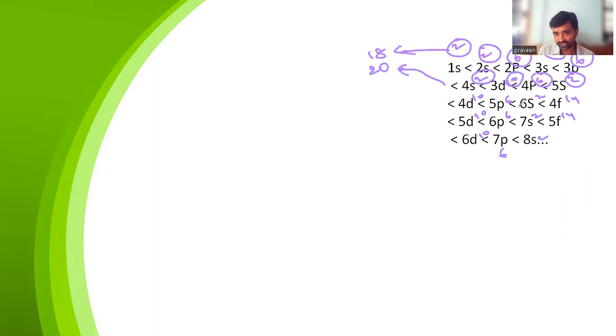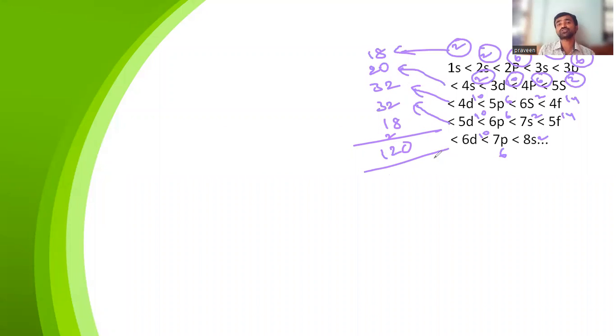Then next, 10 plus 6 is 16, 16 plus 2 is 18, 18 plus 14 is 32. Here I got the sum 32. Then 10, 6, 16 plus 2, 18. So in total, you are able to write 120 elements using these energy levels. Have you got the idea? How many elements are you able to write using these n plus L values?